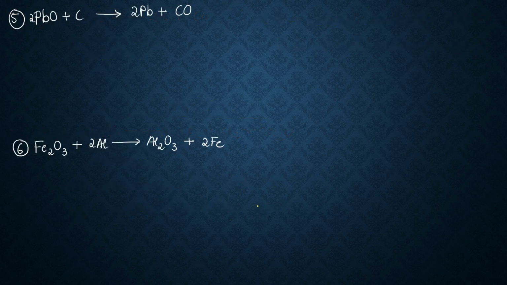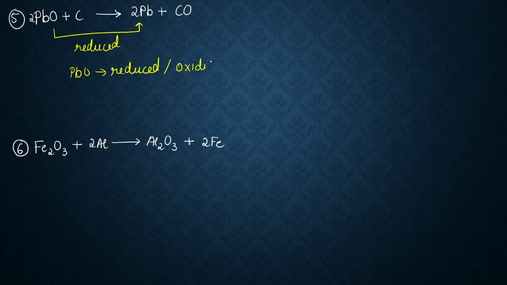Now let's look into a few more examples, the last two. Lead oxide is reacting with carbon to form lead and carbon monoxide. If you observe here, the lead oxide is losing oxygen, so it is getting reduced. In other words, it is the oxidizing agent. And carbon is getting oxidized. It is just carbon, and when it came here it gained oxygen, so it is oxidized. If it is oxidized, then it is the reducing agent.